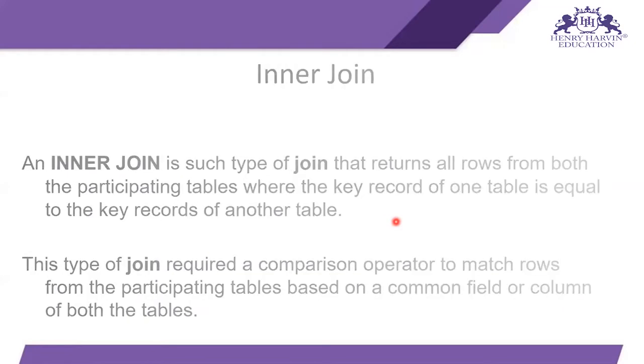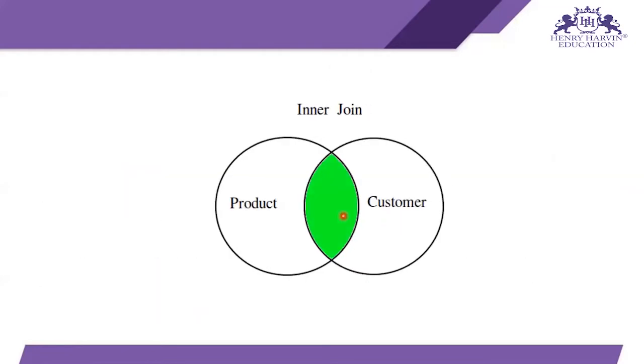So here's a diagram of inner join. Let's say here's a product, here's a customer, and product is a full data set and customer is a full data set. So the intersection of those, the common part of those, comes under the inner join.